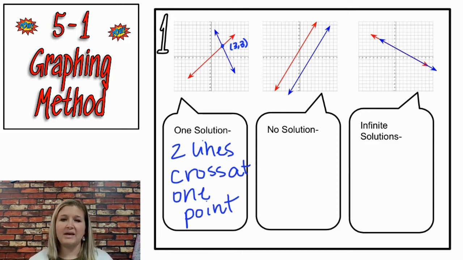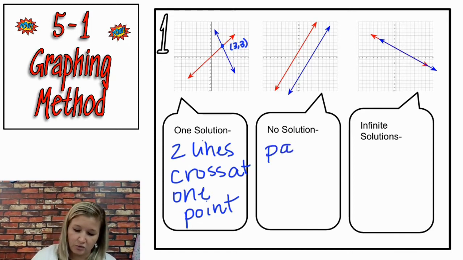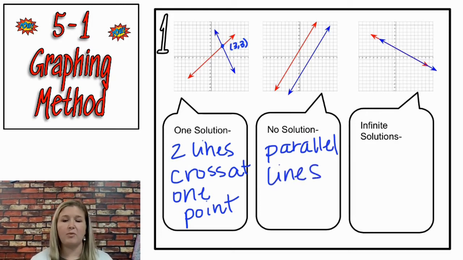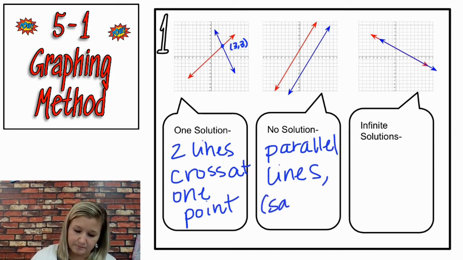If you look at the second example, we have two parallel lines. Those are going to have no solution. They're never going to cross. You'll remember that parallel lines have the same slope. So if you end up with two equations that have the same slope, you'll know that there will be no solution. There will be no way for those two lines to cross. So remember, that has the same slope.